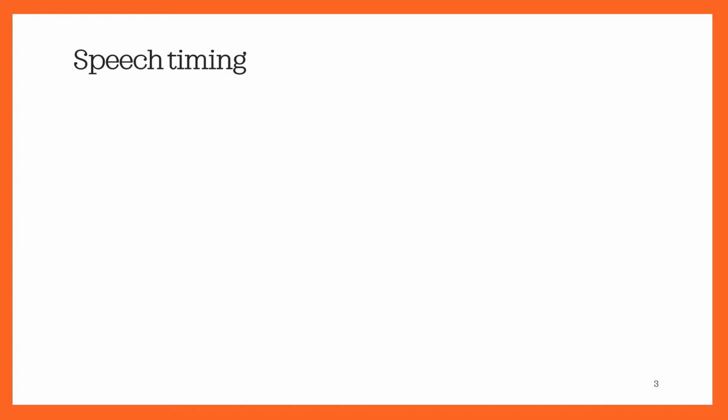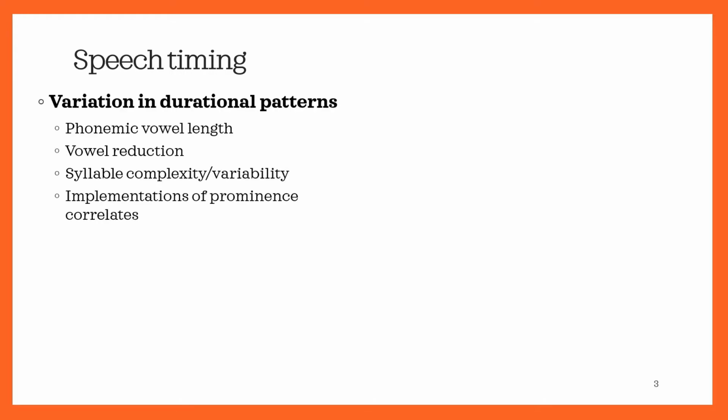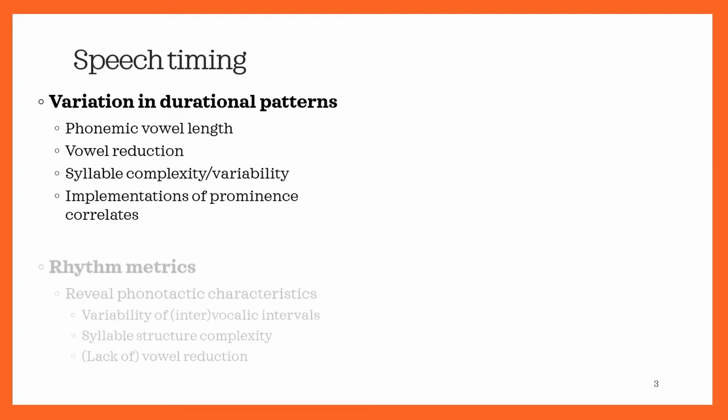Speech timing has to do with the rhythmic properties of a language. The rhythm of a language in phonotactic and phonological terms is linked to variation in durational patterns regarding phonemic vowel length, or the lack of this in a language, the presence or absence of vowel reduction, syllable complexity or variability of the syllable structures, and the implementation of prominence correlates.